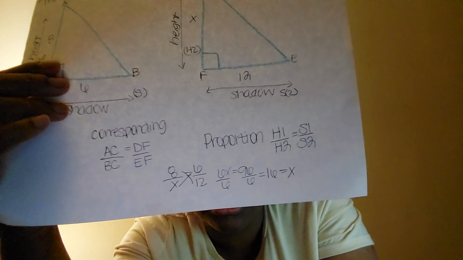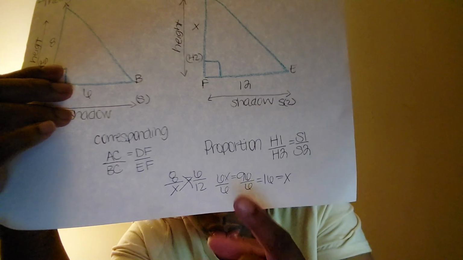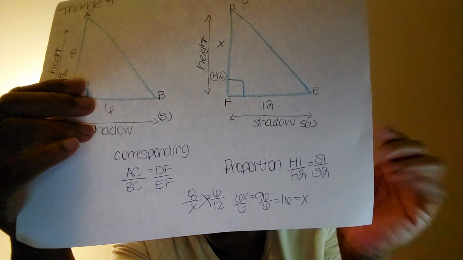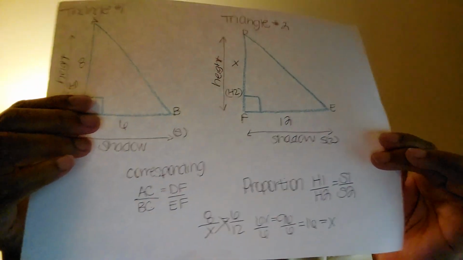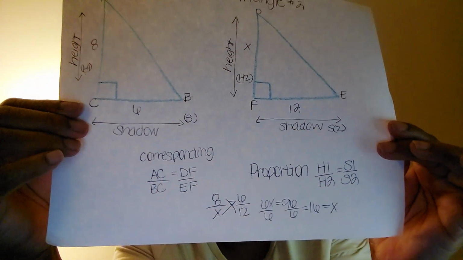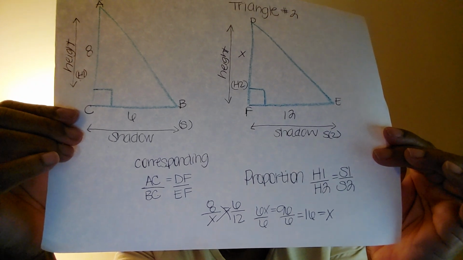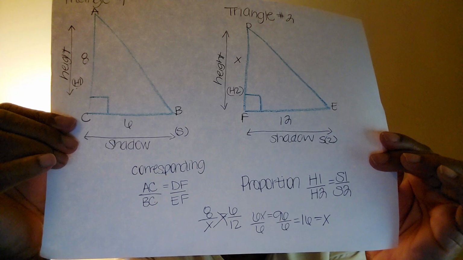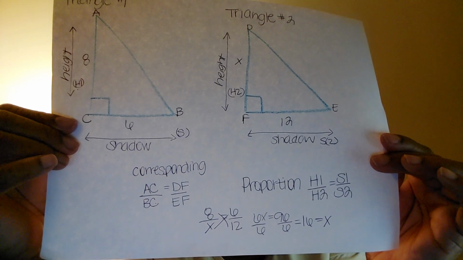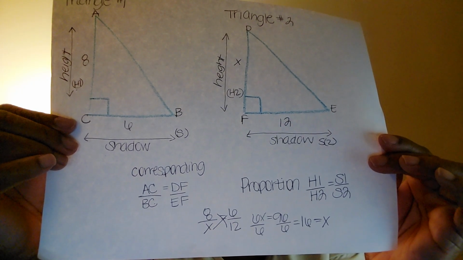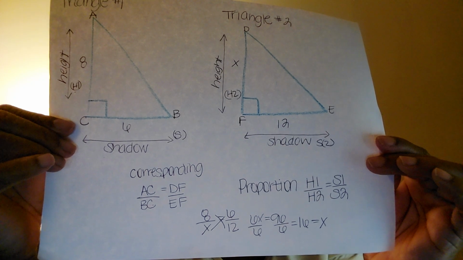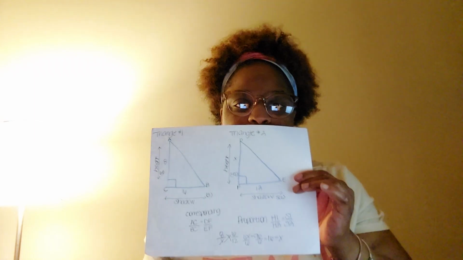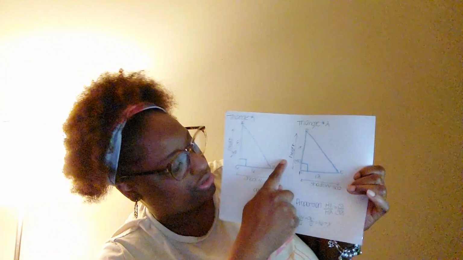To end up finding X, we're going to cross multiply these. With this, we're going to get 6X equals 96, because 8 times 12 is 96. We have to isolate X, so we know that we have to divide both sides. 6X divided by 6 cancels the 6. And 96 divided by 6 will be 16. So now, guys, this helps us find the missing height for triangle 2.